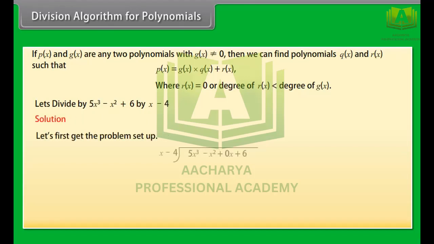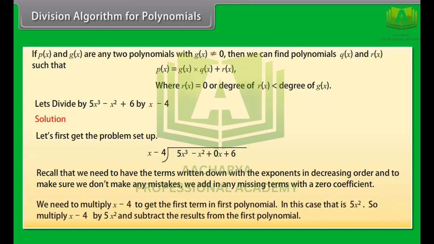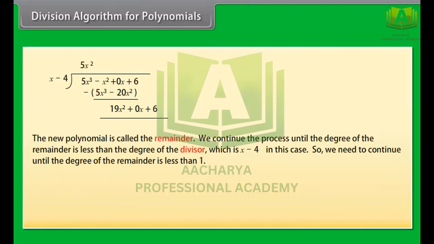Let's first get the problem set up. Recall that we need to have terms written down with the exponents in decreasing order, and to make sure we don't make any mistakes, we add in any missing terms with a 0 coefficient. We need to multiply x minus 4 to get the first term in the first polynomial. In this case, that is 5x square. So multiply x minus 4 by 5x square and subtract the results from the first polynomial. The new polynomial is called the remainder.